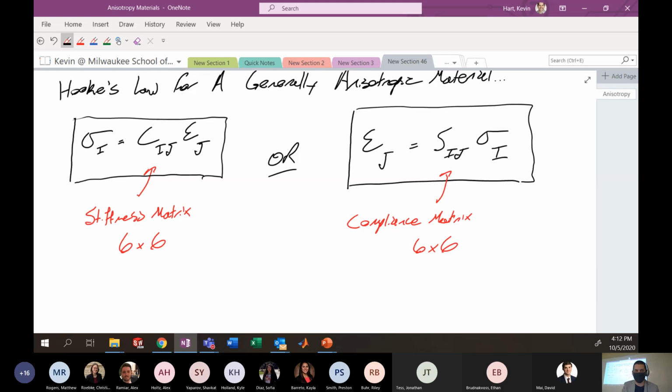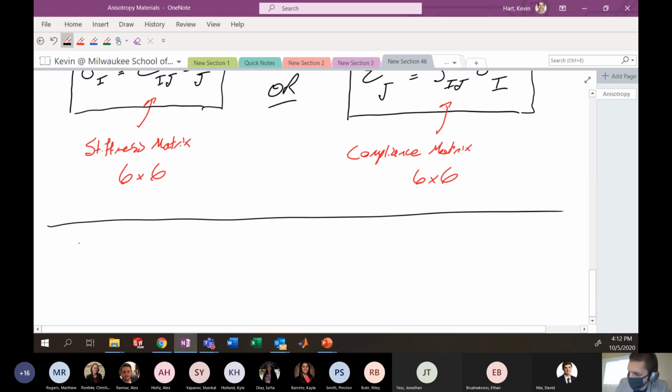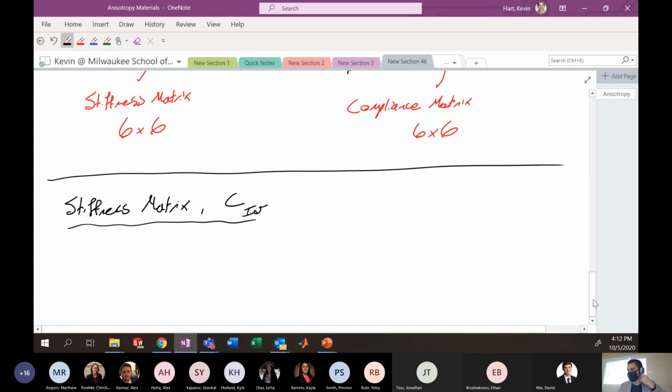Okay, so let's now move through it and take a look at what's going on with this particular matrix. Let's look at this stiffness matrix in a little more detail, this capital Cij. This is a 6 by 6 matrix that contains all of the material constants associated with your material.